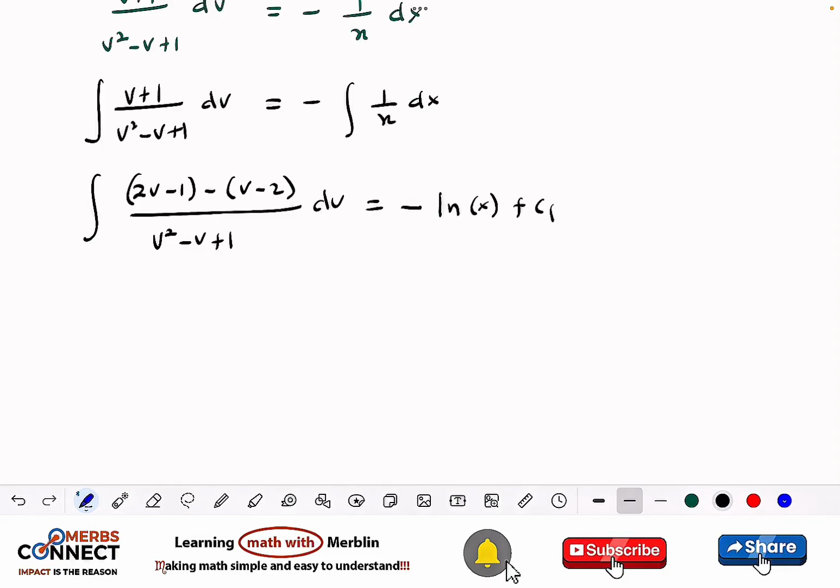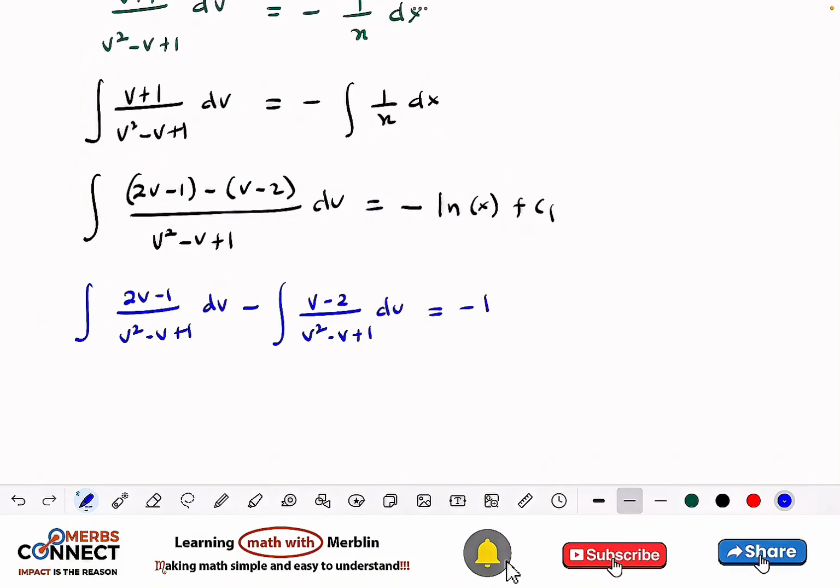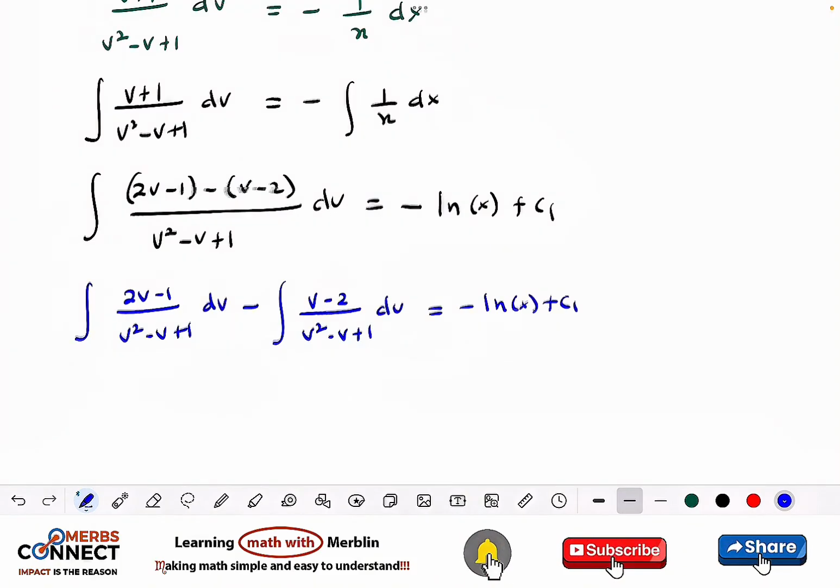So I can split the integration into 2Vn minus 1 divided by Vn squared minus Vn plus 1 the Vn, minus now Vn minus 2 divided by Vn squared minus Vn plus 1 the Vn, which is equal to minus this plus c1.